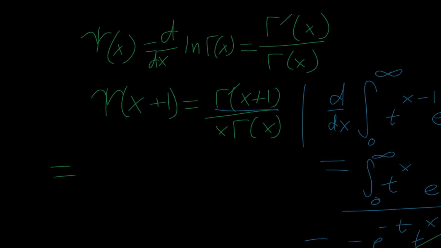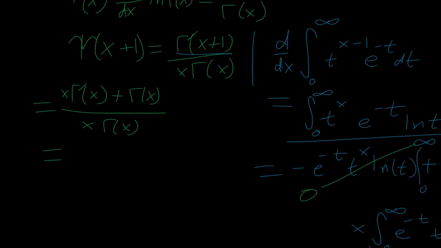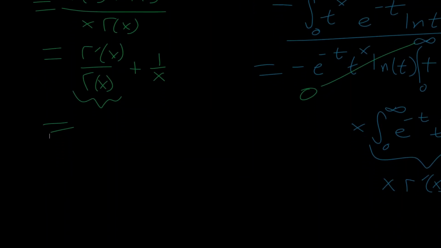We now have x times gamma prime of x plus gamma of x, all divided by x times gamma of x. And you'll see that we can separate this into two different terms. One term being gamma prime of x divided by gamma of x, and then we have another term that's just 1 over x. But this term right here is just the digamma function itself. So really what this is in its entirety is just digamma of x plus 1 over x.